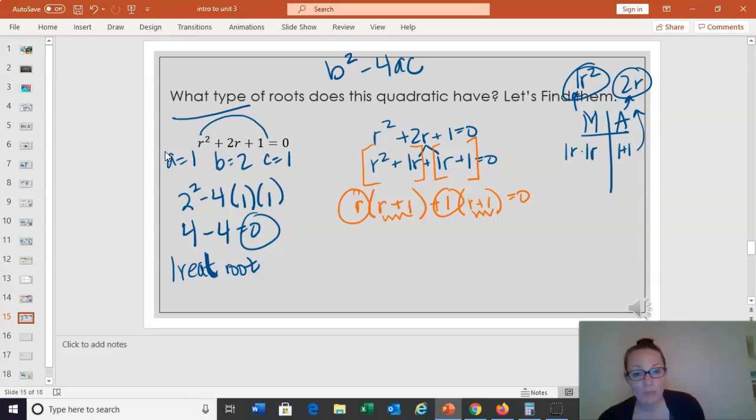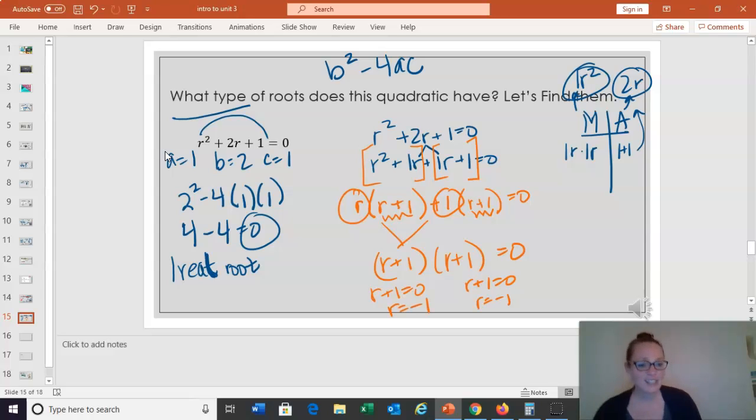So we can write r plus 1 and r plus 1. So we'll set each of these equal to 0. And see how you do get 2 solutions, but they're the same? So there's really only one solution. r equals negative 1. That's where it's going to cross the x-axis.